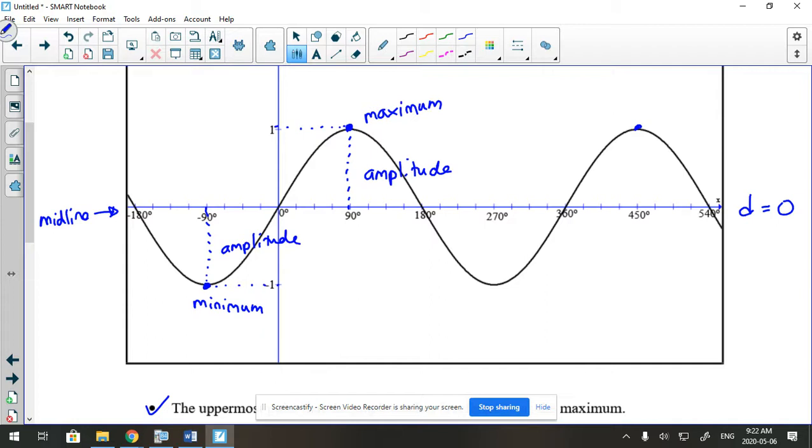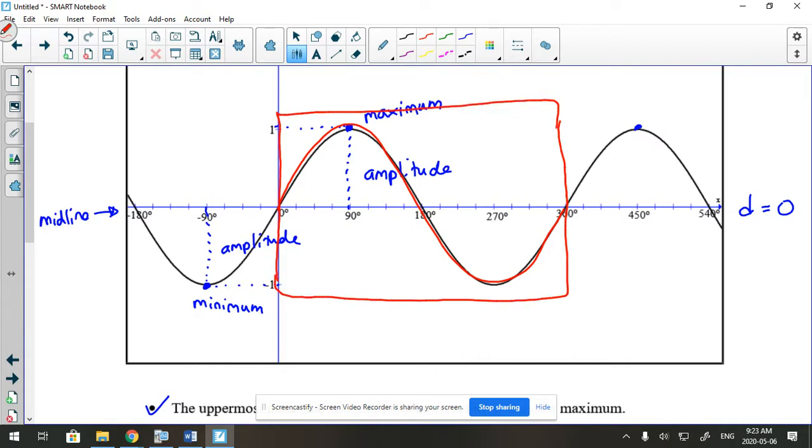The period refers to the portion of the graph which is repeated over and over again. So when you have one full cycle, that is considered a period and then it just repeats itself. So in our case, if I start here, I can see the curve goes up, goes down, goes up, and then it's going to repeat that exact pattern. So I can see this section here is my period. In other words, my period is 360 degrees, and then it just repeats itself every 360 degrees.